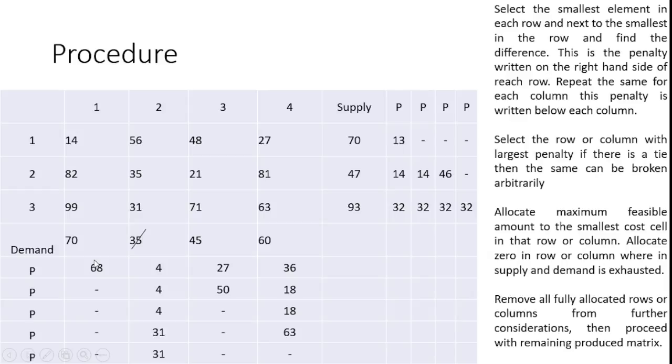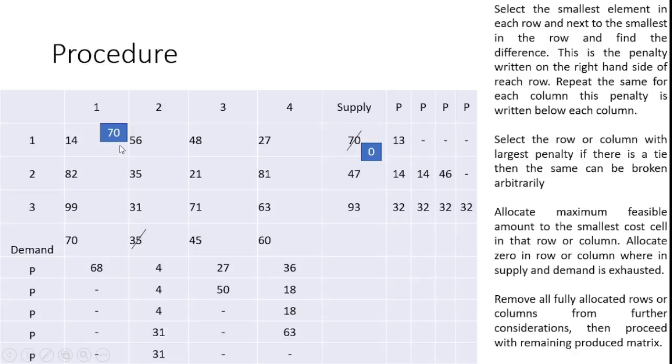So we have to allocate the maximum feasible amount to the smallest cost available in that corresponding cell or column. According to this, 68 is the largest, and the corresponding smallest element is 14. So I can allocate the feasible amount here according to 14. Here the supply is 70 and the demand is also 70, so I allocate 70 in the smallest element available in the largest penalty column.